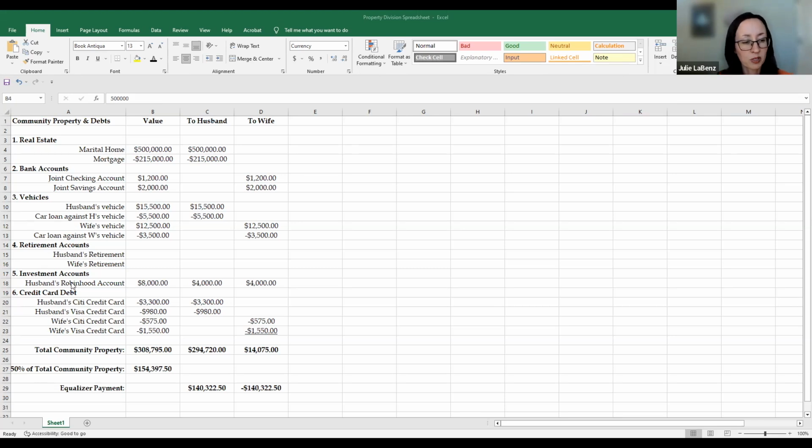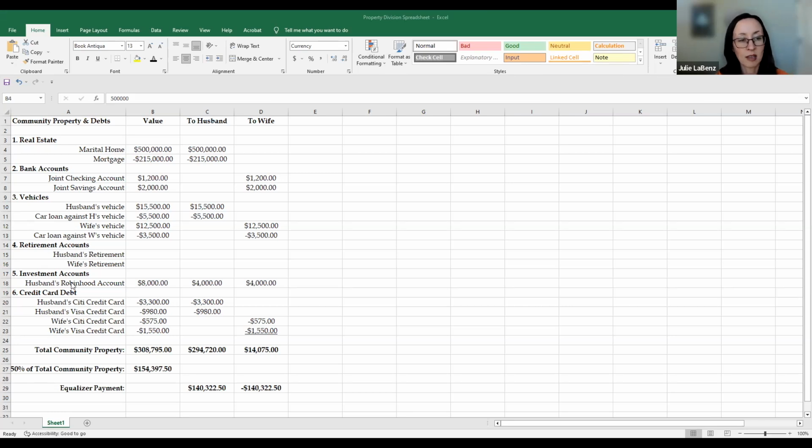Okay, another potential type of property to list on your property division spreadsheet would be credit card debts. So listing each credit card that each spouse has, that they opened during the marriage, that they have at the time of divorce, and then getting a current balance.